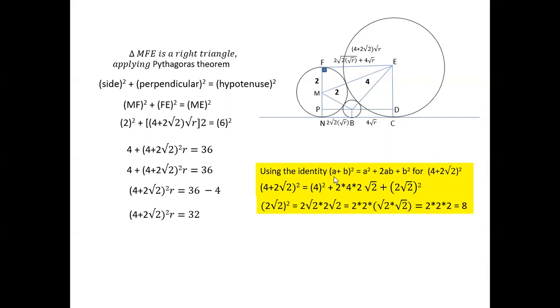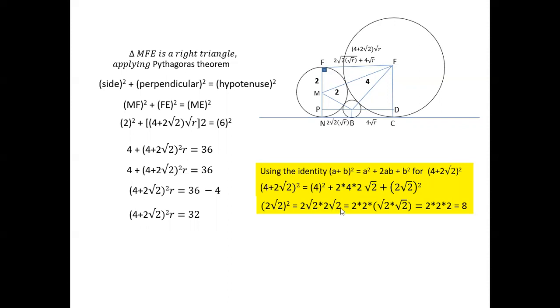Here we are using the identity a plus b whole square for this particular bracket. If we use it, a is 4, b is 2 root 2. So it is a square, that is 4 square, plus 2 into 4 into 2 root 2, that is 2ab, plus b square, that is 2 root 2 whole square. Now let me emphasize this: 2 root 2 whole square is 2 root 2 into 2 root 2.